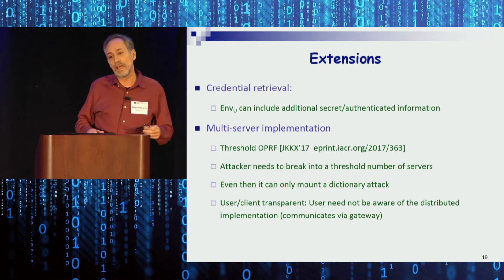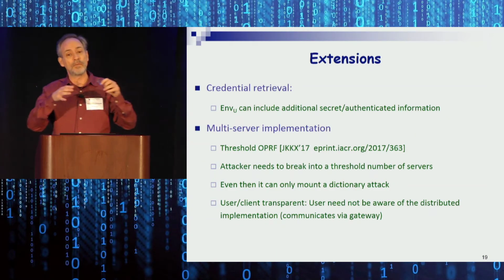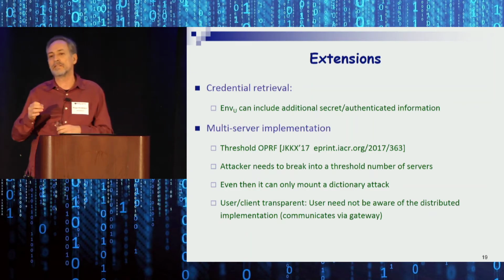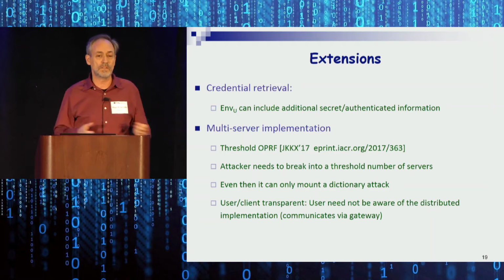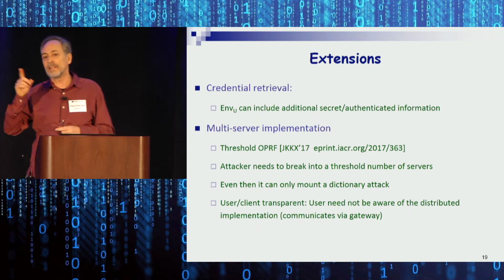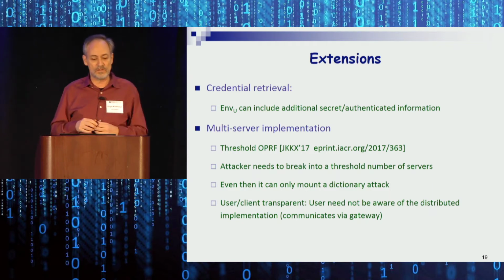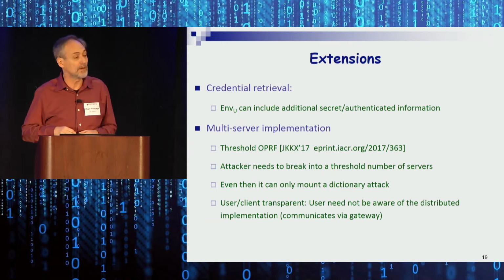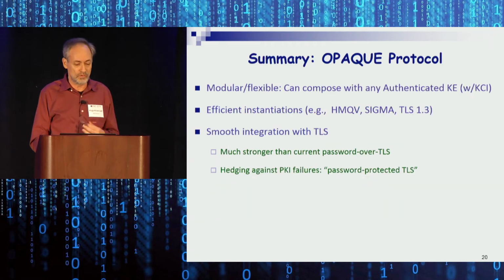Another thing that is interesting is that you can have a multi-server implementation where, instead of implementing an OPRF, you implement a threshold OPRF, and it gives you the property that in order to break the system, the attacker needs to break into a threshold of servers, let's say 3 out of 5, 2 out of 3, 2 out of 2, whatever is your design. And even if it breaks, it still has to do an offline dictionary attack. So this is a very strong model, and I think people should use it more in practice. Anyway, OPAQUE is very friendly to this implementation. And this requires changing the server side. It doesn't require any change on the user or client side.